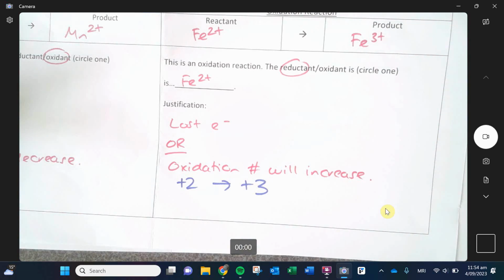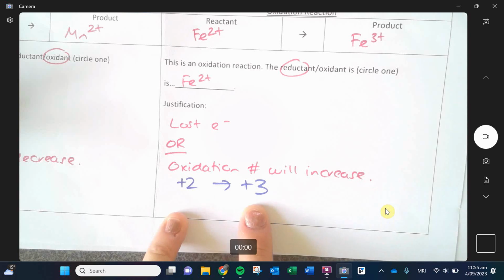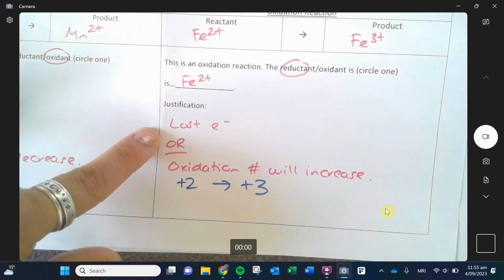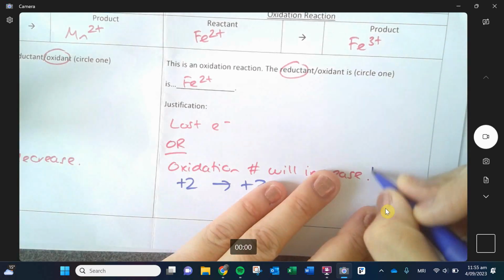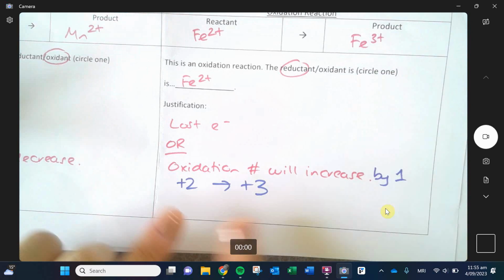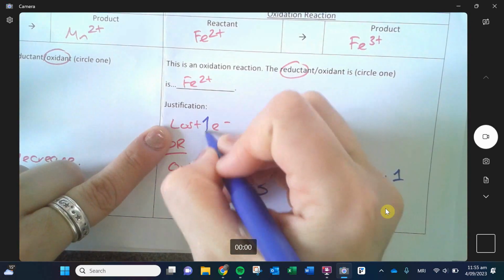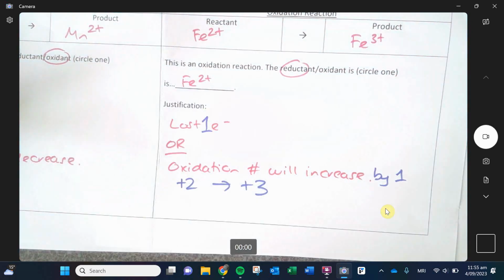Okay? The other nice thing about this is that the change in oxidation number also tells us the number of electrons gained or lost. So since this changed by 1, so we've increased by 1, that means we have lost 1 electron. So now I'm going in and I'm adding more detail and basically showing you how to take your achieve level answer and bring it up to a merit now.